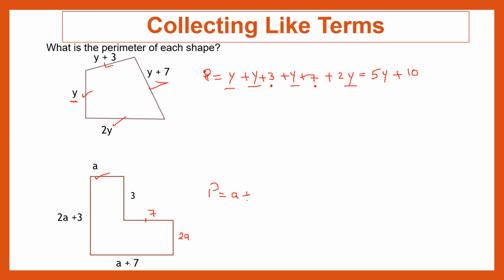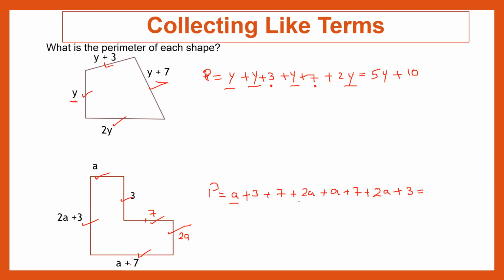I have a plus 3 plus 7 plus 2a plus a plus 7 plus 2a plus 3. Now I know I have all the sides. I'm going to start adding, combining like terms or collecting like terms.